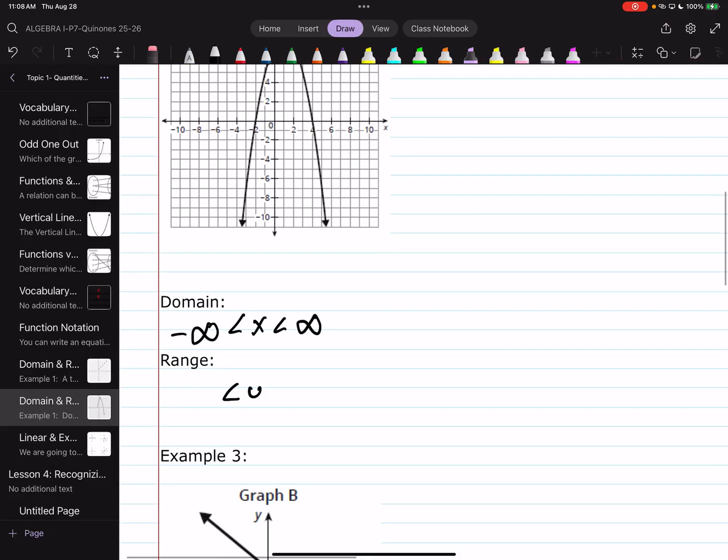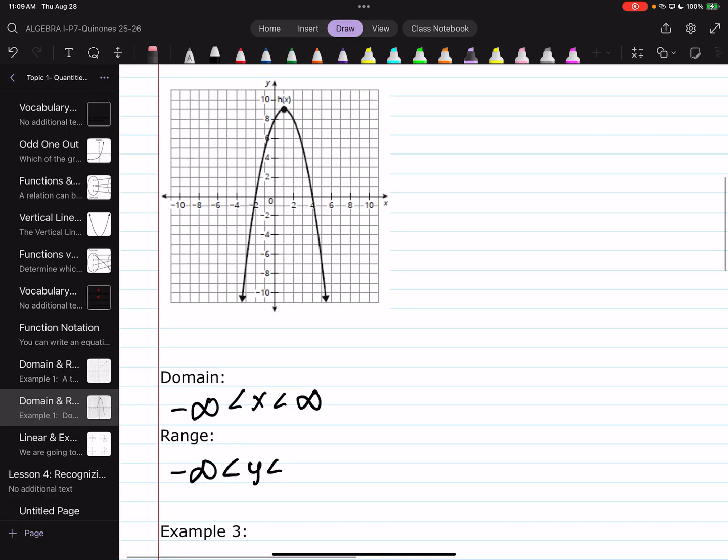Yes, infinity, but not in which direction? Where is it coming from? Look at the y values. All the ones at the bottom are negative. So I'm coming from negative infinity.